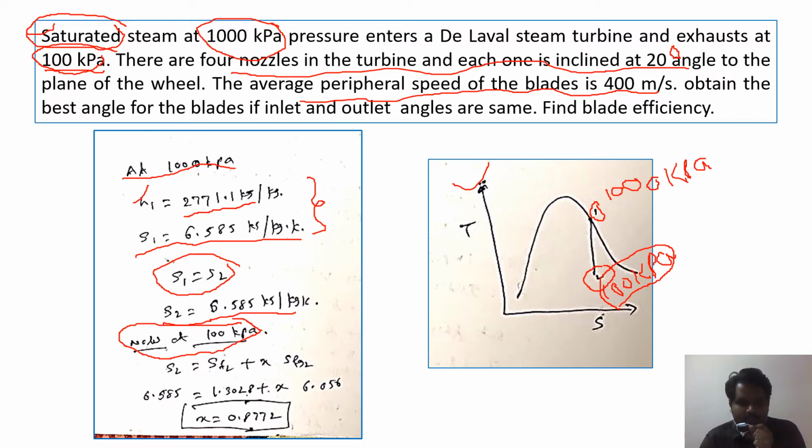We can write S2 equals SF2 plus X into SFG2. Here we know the value of S2, that is 6.585, equals SF2 plus X into SFG2, whose values we take from the steam table at 100 kilopascal. SF2 value is 1.3028 plus X into SFG2 value, which is 6.056. So from this equation we can find the dryness fraction, that is 0.8772.